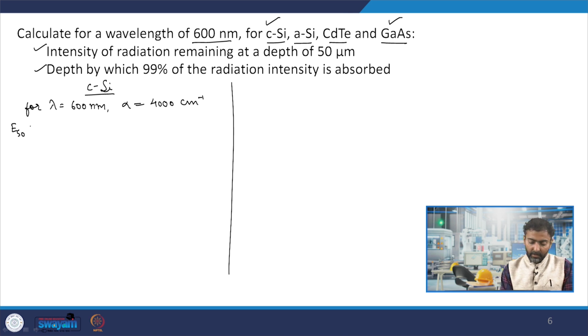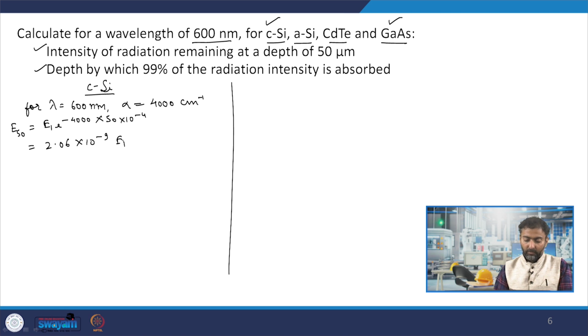So the radiation intensity still remaining or available at a depth of 50 micrometer, I am calling that E50. That will be nothing but E1, the incident radiation intensity on top, into e to the power minus alpha x. So minus 4000 into x is 50 micrometer, but because my alpha is in per centimeter, I should convert the depth also into centimeters. So this will be 50 into 10 to the power minus 4 centimeter. And if you solve this out, you will get around 2.06 into 10 to the power minus 9 E1.